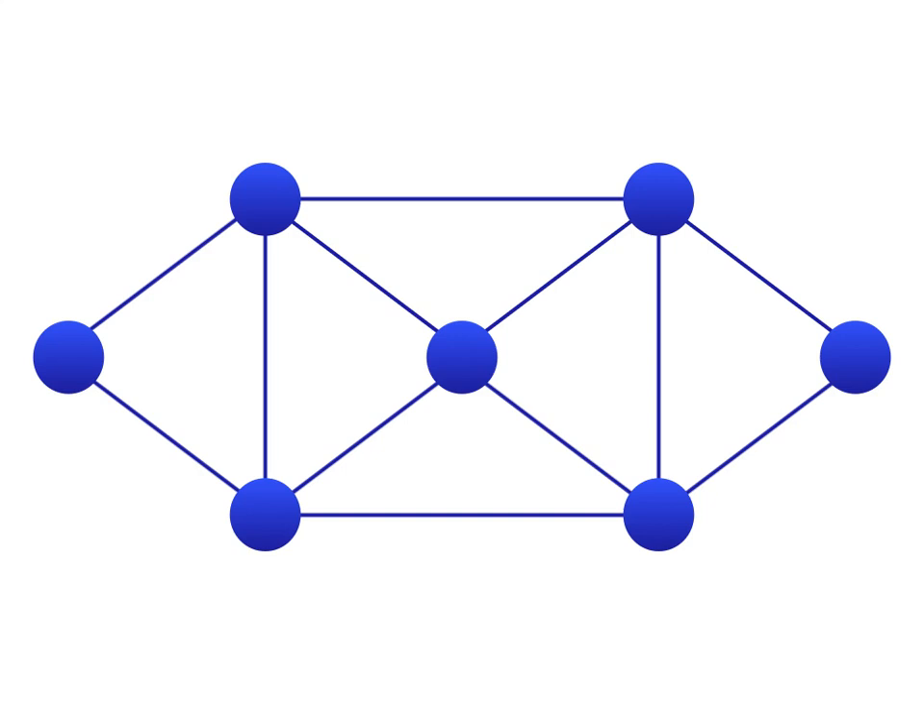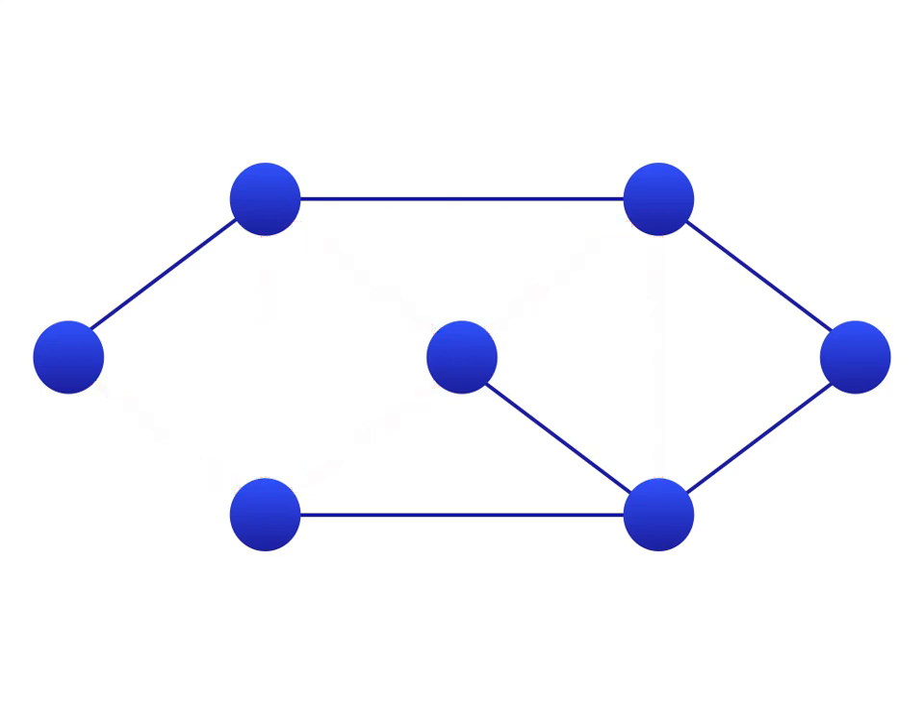However, I don't need every single one of these edges to keep the graph connected. If I were to get rid of these red edges right here, the graph would still be connected. Thus, the original graph is not a spanning tree. It's connected, but it's not spanning because it has more edges than necessary.